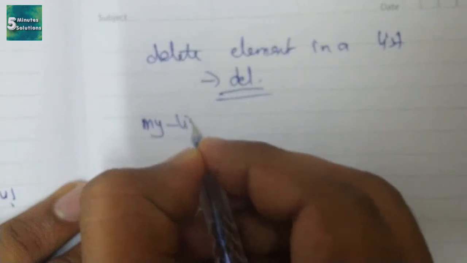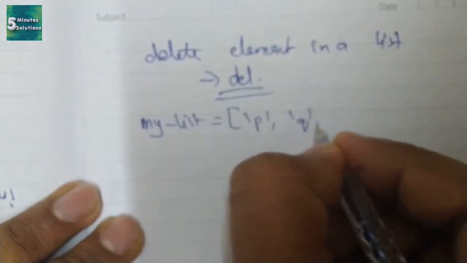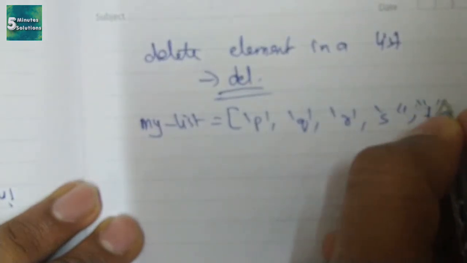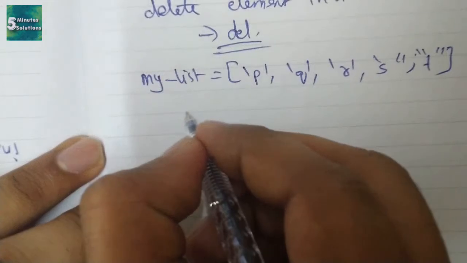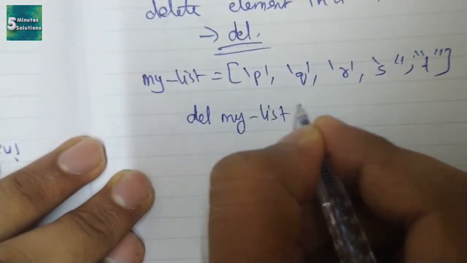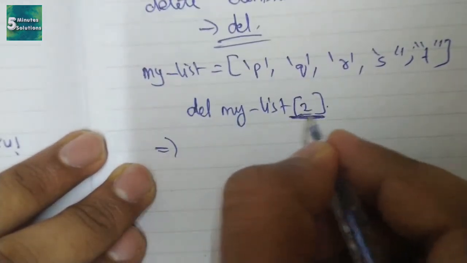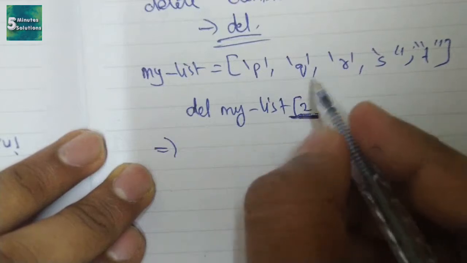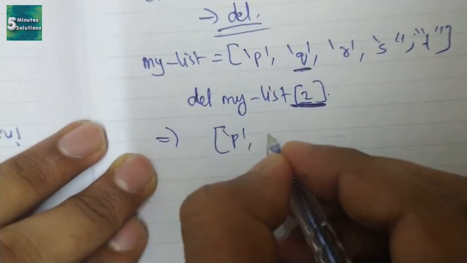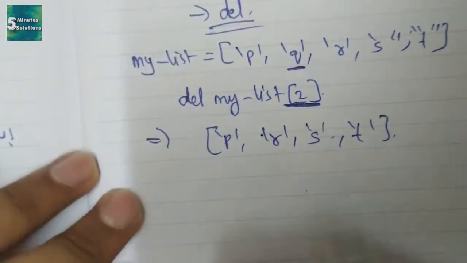My list is equal to, let's take P, Q, R, S and T. Now just write del my_list[2]. It will directly delete the element at index position 2, which means it will give you the output P, R, S and T.